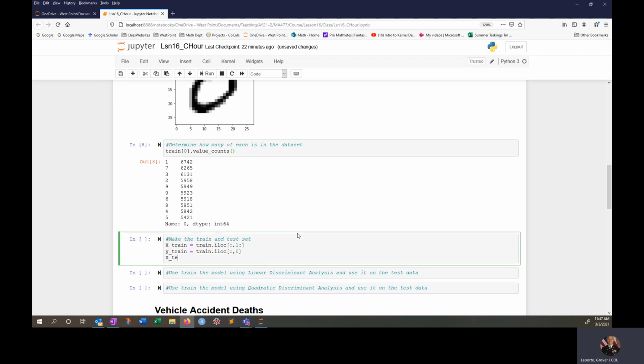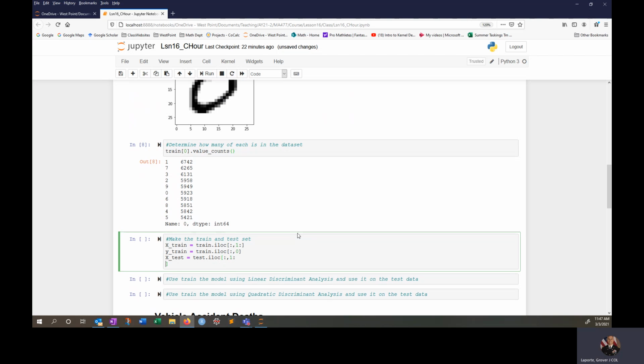And then xtest is the same. It should be the same thing except for the test data frame instead of the train data frame. Test.